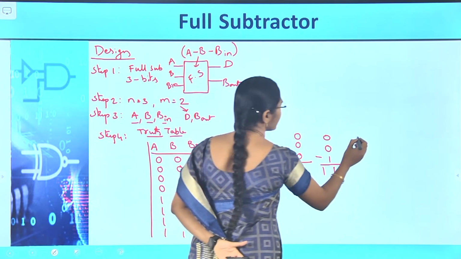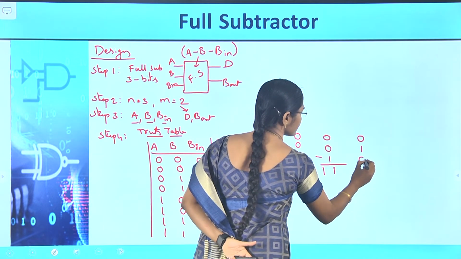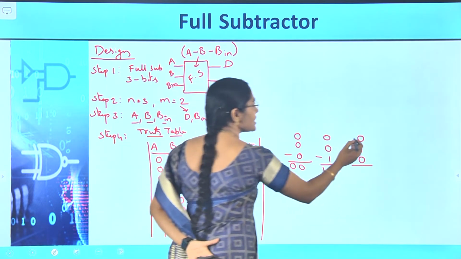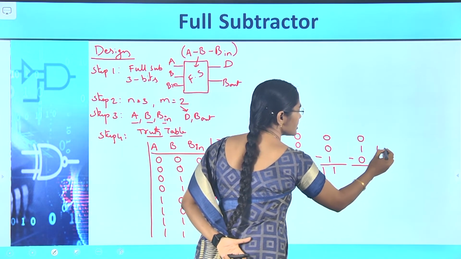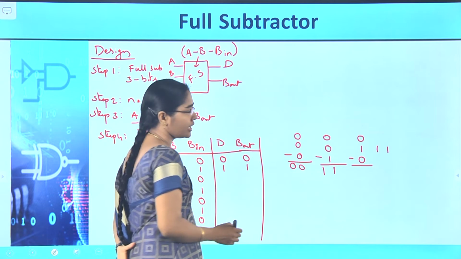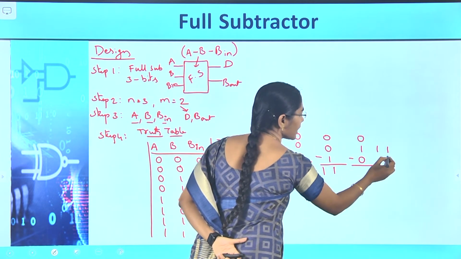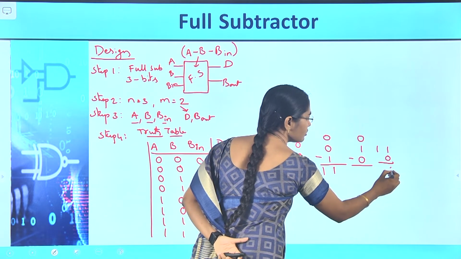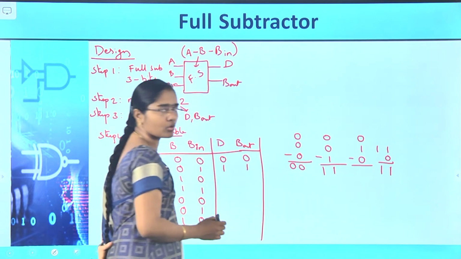And the third combination, 0, 1, 0. Let's subtract. 0 minus 1 is what? Difference 1 and borrow 1. And from that difference we need to again subtract this 0. Then 1 minus 0 gives difference 1 and borrow 1.